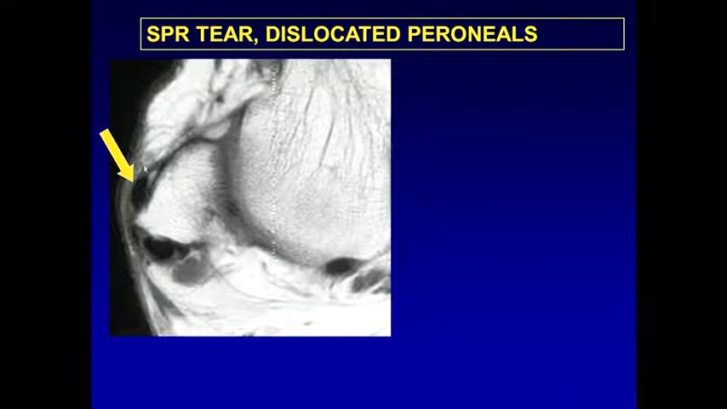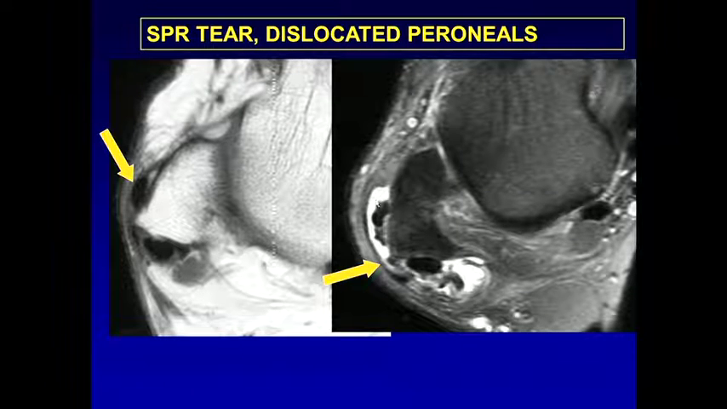This is another patient with stripped off superior peroneal retinaculum. In this particular case, the peroneus brevis is torn. There's a piece here and a piece here that is dislocated. This is another patient with marked tearing of the peroneus brevis due to dislocation and stripping of superior peroneal retinaculum.